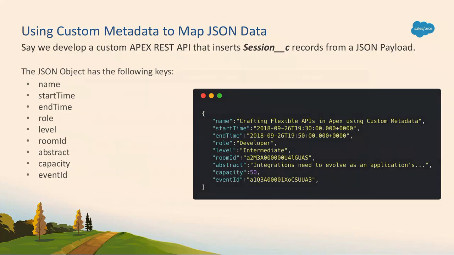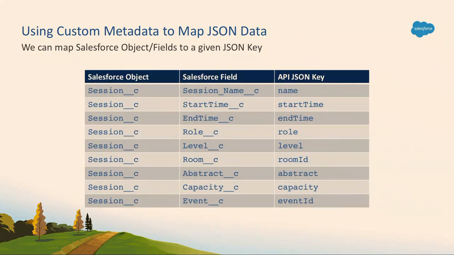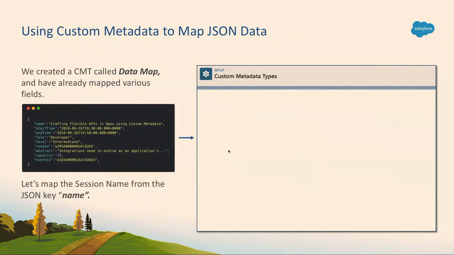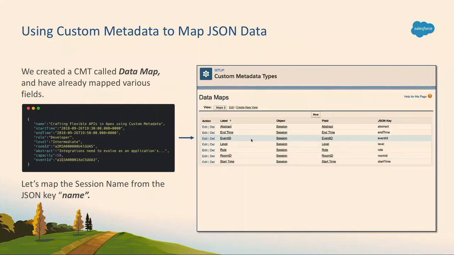All of these keys, we can think about mapping them to some type of Salesforce object and field, right? So let's say session is a custom object in our Salesforce org, and we've got a variety of fields that map to those JSON keys. Well, we can visualize a table of maps, and that table of maps can actually be recreated using custom metadata.